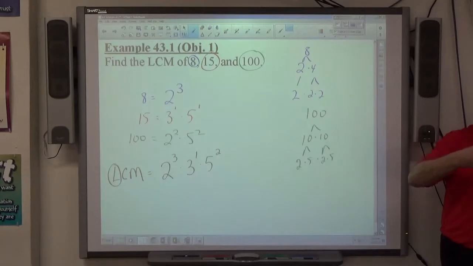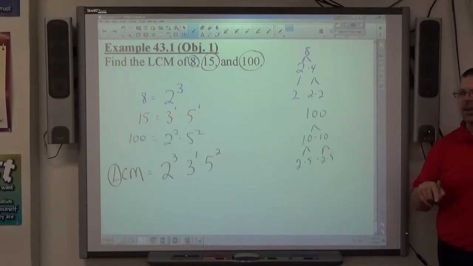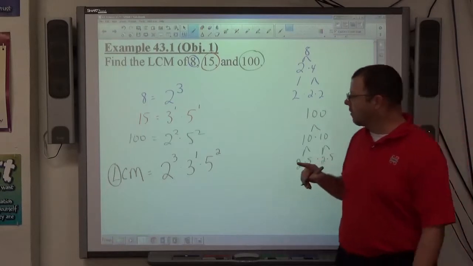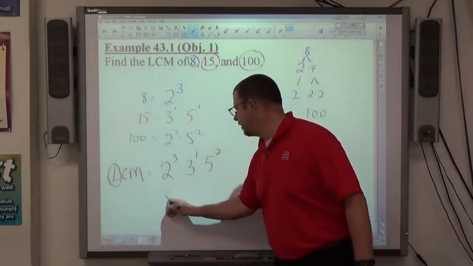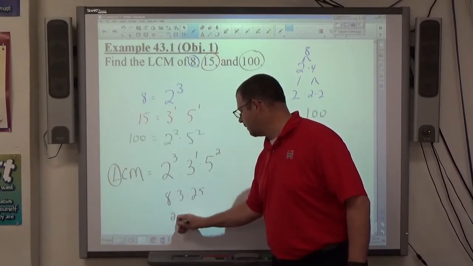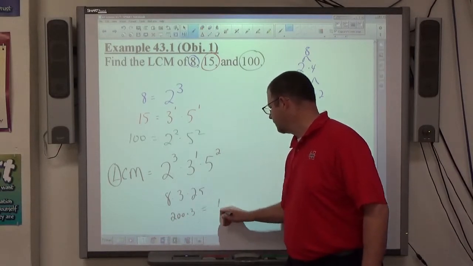A multiple is a list of numbers that you get by multiplying. So 8, 16, 24, 32, 40. If you count by 15s, 15, 30, 45, 60, and so on. Count by 100s, 100, 200, 300, 400, and so on. The least number that they all have in that list is the one we're looking for, and it just so happens it's going to be the one with the highest power for each one. So you just have to believe that. All that's left then is to multiply this out. This is 8 times 3 times 25. 8 times 25 is 200, times 3 is 600.